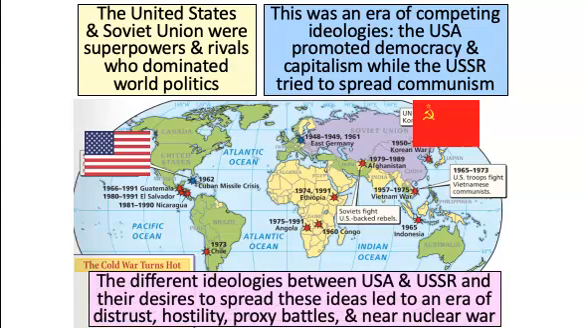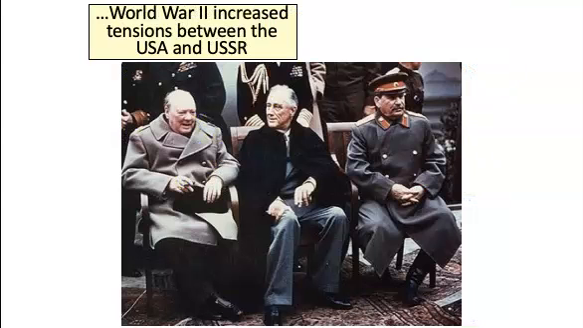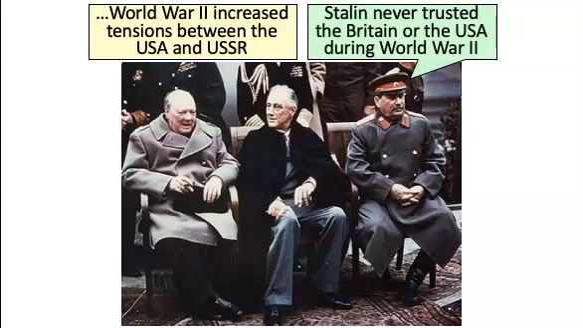The different ideologies between the US and USSR and their desire to spread these ideas led to an era of distrust, hostility, proxy wars, and near nuclear war on a few different occasions. Now, the end of World War II had increased tensions between the US and the USSR. Stalin, pictured on the far right, never trusted Britain or the United States during the war, and had complained often about the United States slow-footing our advances into mainland Europe. He thought that we were biding time to allow more Russians to die in the war.